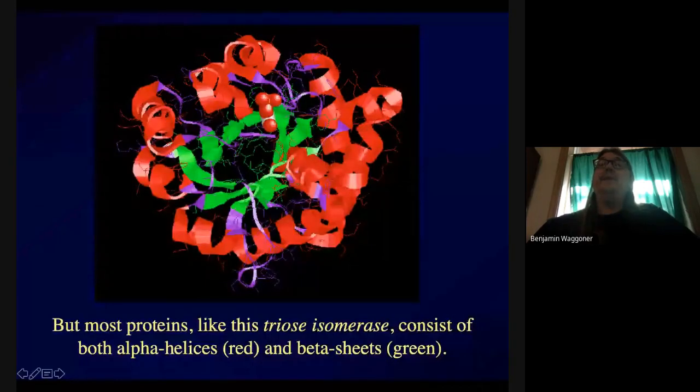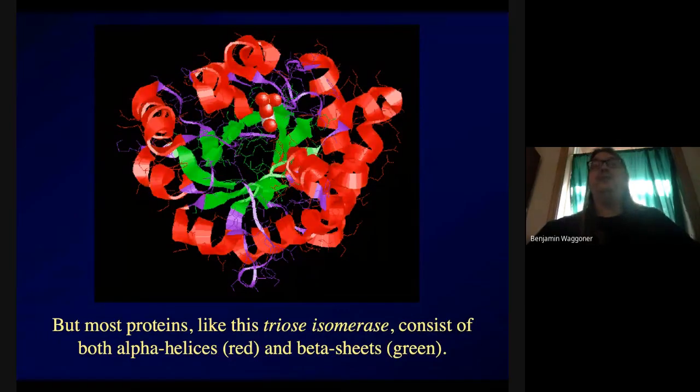Some regions make beta sheets, and then the entire chain might bend around the sheets, or the sheets might wrap around the helices or something like that. This is one where you have alpha helices in red, beta sheets are in green, so there's kind of a tube made of beta sheets in the middle and a bunch of alpha helices wrapped around the outside. The parts of the protein that are neither helix nor sheet, they're in purple.